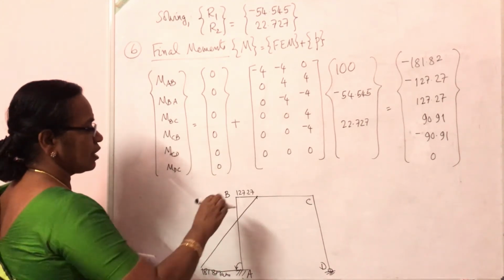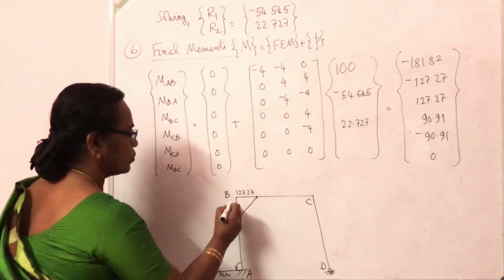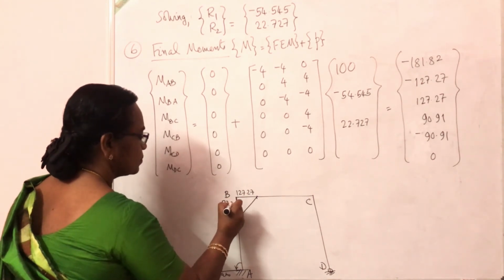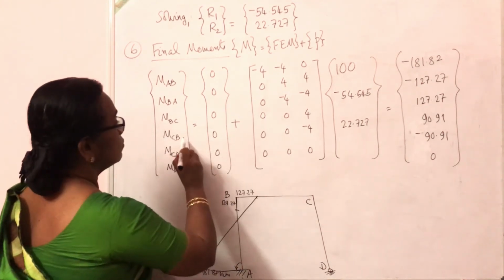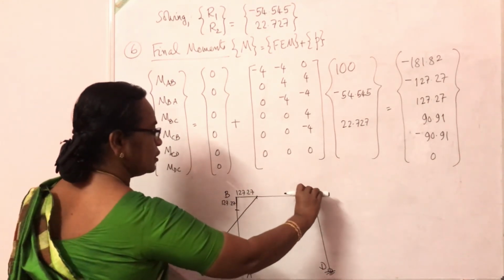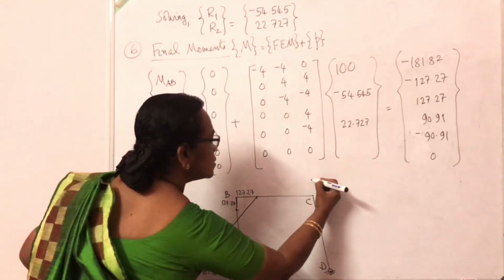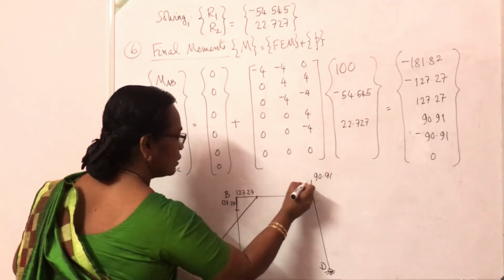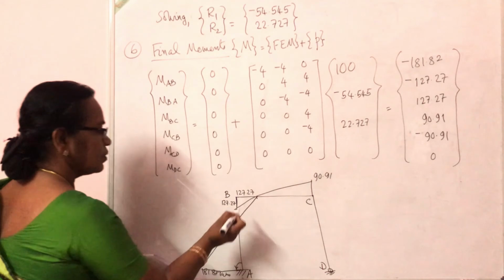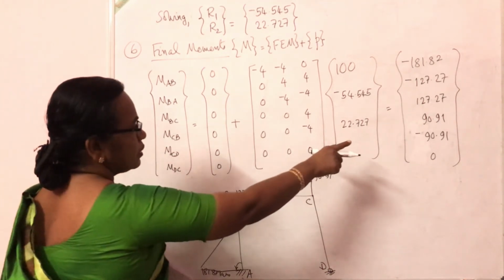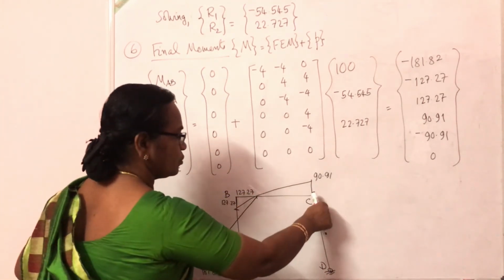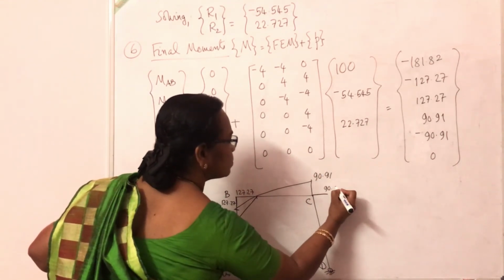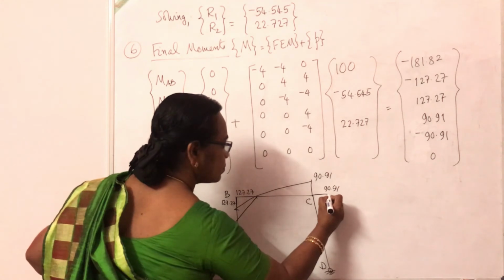MBC plus 127, B to C clockwise. So 127 here. MCB 90.91, C to B clockwise. So join this 127 and 90. The other one is minus 90, MCD, C to D anti-clockwise. So 90.91 here. And it is 0.